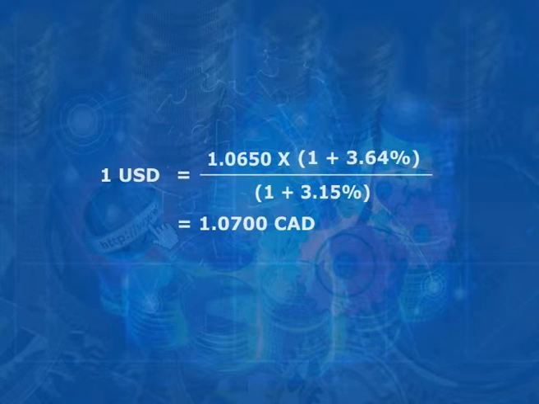Using the above formula, the 1-year forward rate is computed as 1 USD equals 1.0650 times (1 plus 3.64%) divided by (1 plus 3.15%), which gives us 1.0700 Canadian dollar. The difference between the forward rate and spot rate is known as swap points. In the above example, the swap points amount to 50. If this difference, forward rate minus spot rate, is positive, it is known as a forward premium. A negative difference is termed a forward discount.